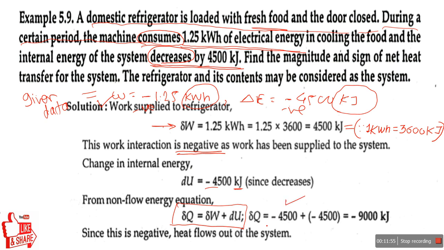Okay, work done, so it is a minus sign, and the change in internal energy is also minus. So minus minus gives us minus 9000 kilojoule. That minus sign again indicates the heat is rejected. They ask for the magnitude and the sign of the net heat transfer. The magnitude is around 9000 kilojoule and the sign is minus, so heat is rejected. Since it is negative, heat flows out of the system, so heat is rejected by the system.